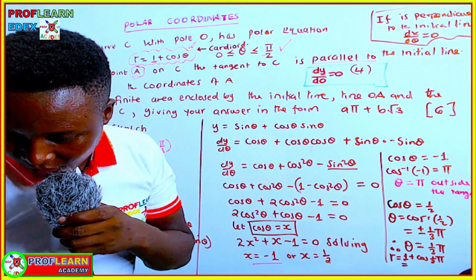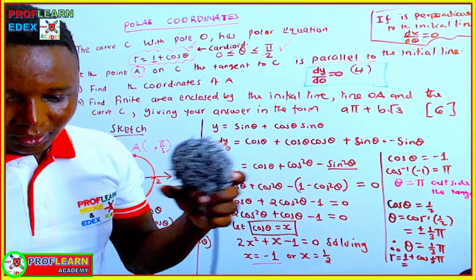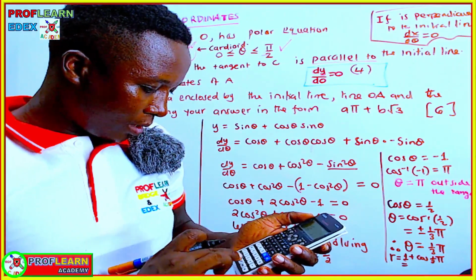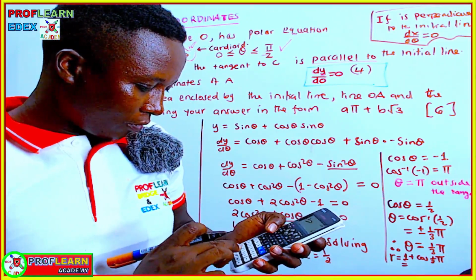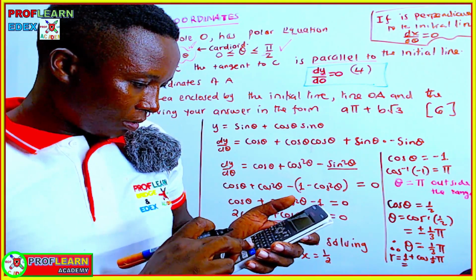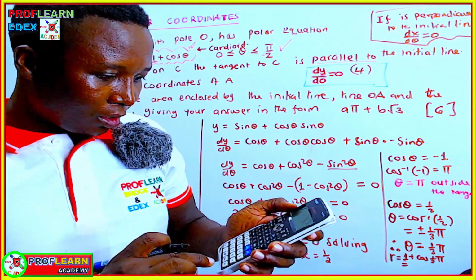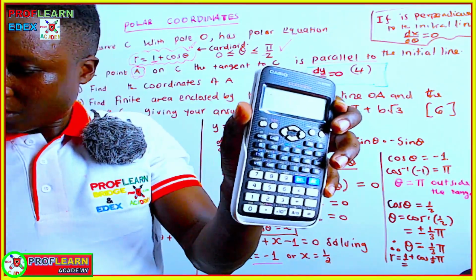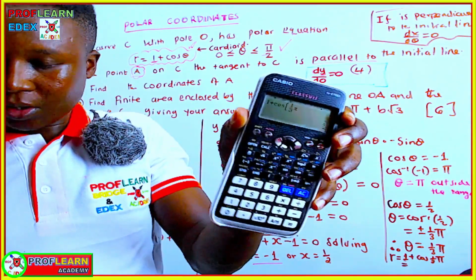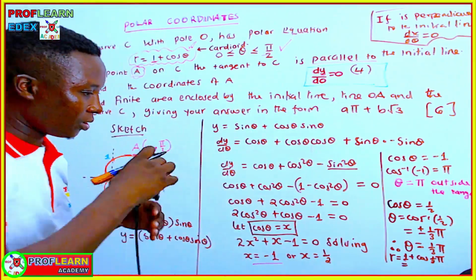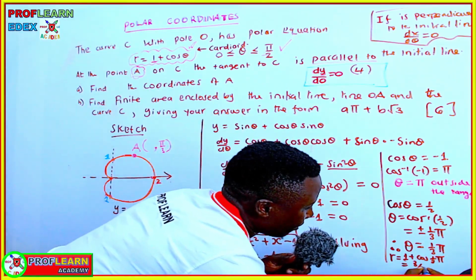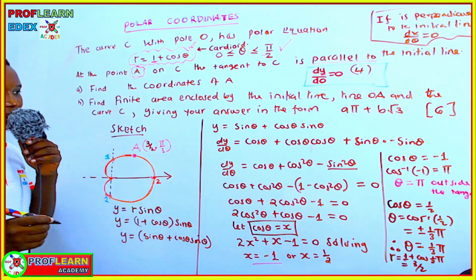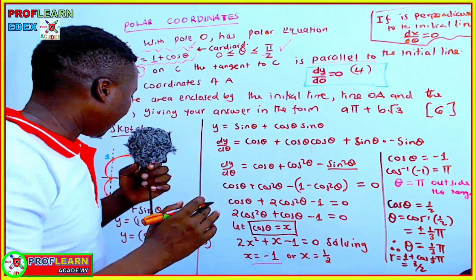Let me just use my calculator so that we can see what that is equivalent to. 1 plus cos of 1 over 3 pi. If we work it out, you can see the answer we are getting is 3 over 2. So here this answer is 3 over 2, and that is the coordinate for this particular question.